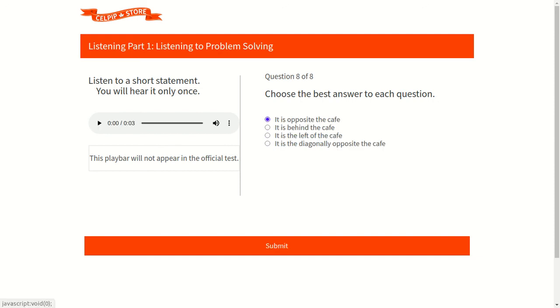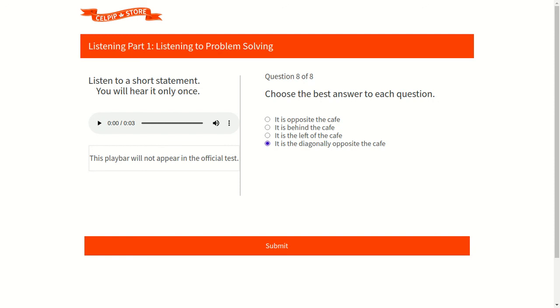That is question 8. Here is our question 8. Question 8. Where is the stationery shop? We have 4 options now. Option 1, it is opposite the cafe. Option 2, it is behind the cafe. Option 3 is, it is to the left of the cafe. And option 4 is, it is diagonally opposite the cafe.